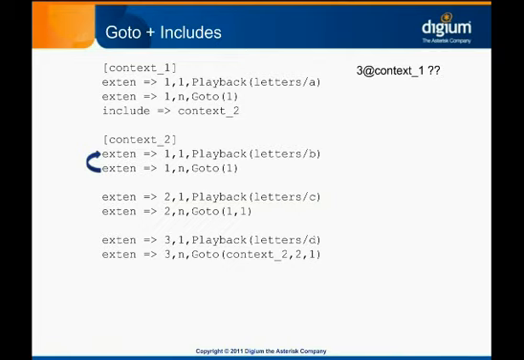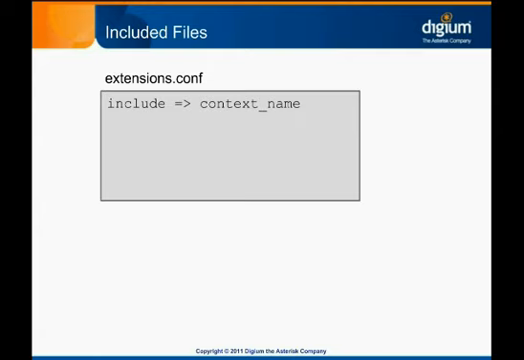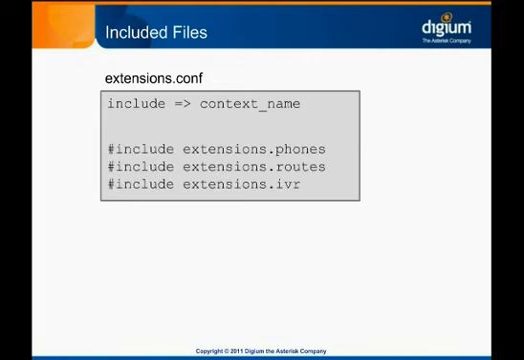Before we finish our discussion of includes, we'll need to cover one other form of include. In extensions.conf, the word include by itself is an indicator that one context is being included in another. There's another directive that doesn't directly deal with contexts. Asterisk lets you incorporate the contents of another file directly into extensions.conf by using the pound include. You can type the pound or hash sign followed by the word include, followed by a space, and then the path to the file you want to include.